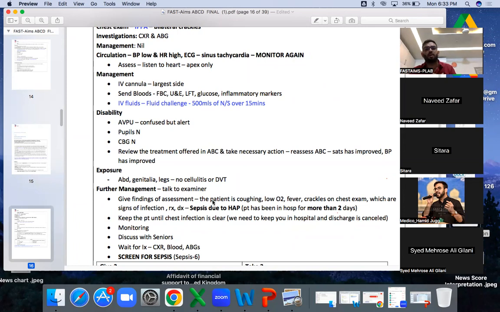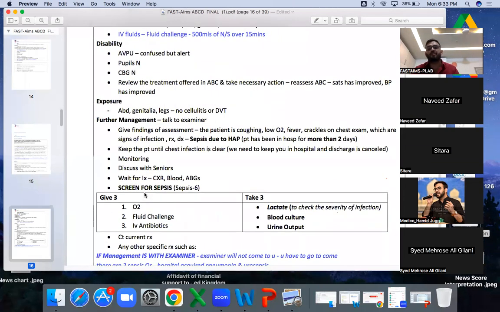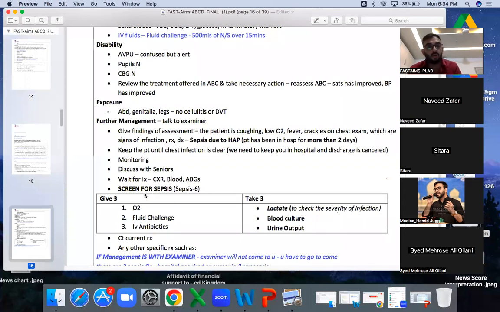Okay. Then we come to the further management section. In the further management section, you should know give three, take three. First of all, whatever your assessment, you will involve the senior. Here you will involve the senior, because the condition is dangerous. You have already done what you could. You have given the oxygen already. Fluid challenge. IV antibiotic. You will start the antibiotic here. The other two things you have already done. You will not name the antibiotic. It is according to the hospital protocol, IV antibiotic.